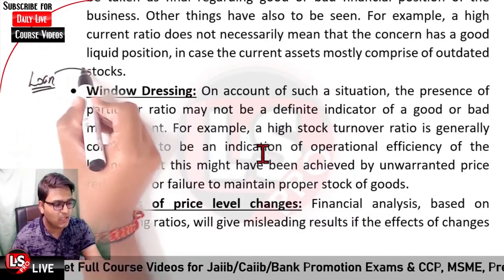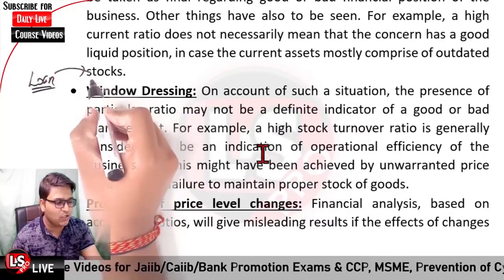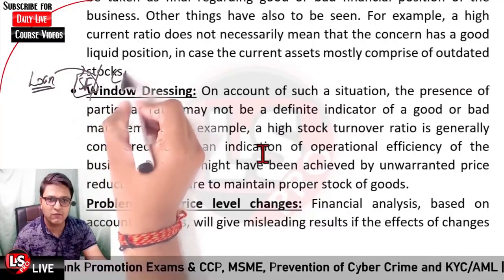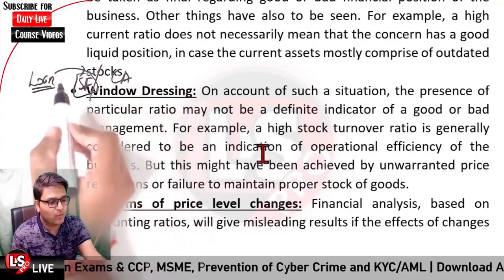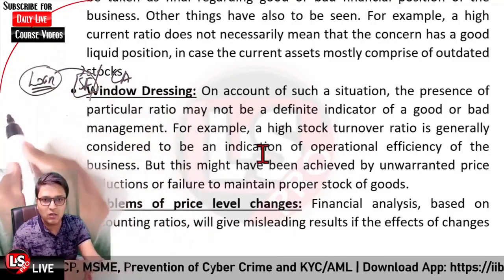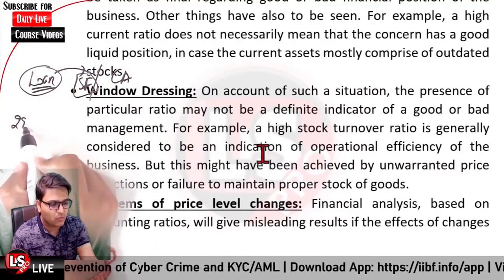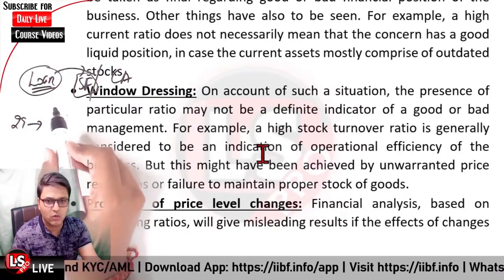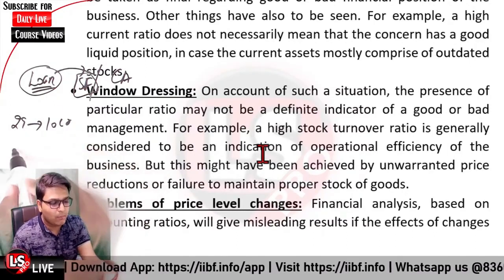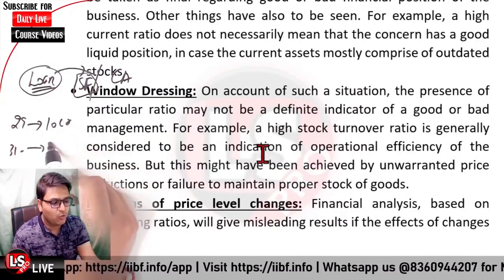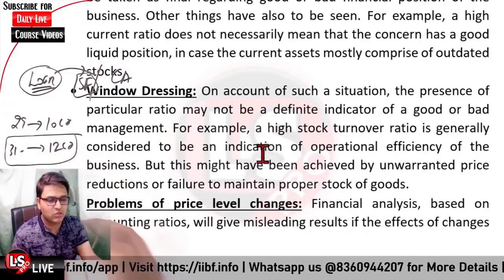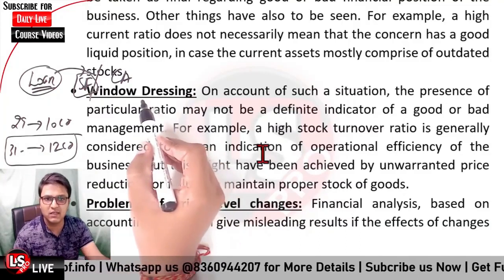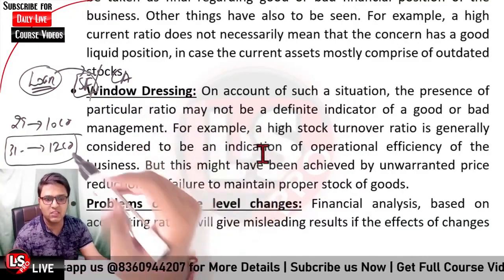And further, you will be keeping those balances in your savings fund accounts or current accounts. So what would it be? On 29th of March you were having a loan outstanding equal to 10 crore, but on 31st March your books are showing 12 crore of advances. This is basically the window dressing.